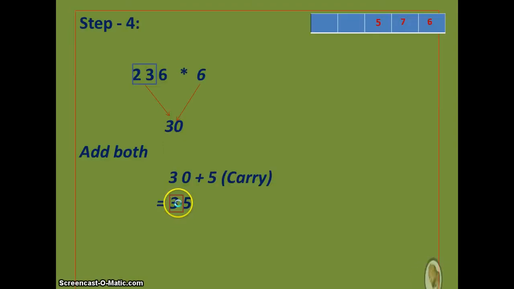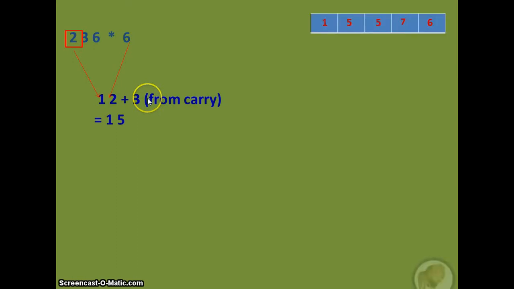Now again come to another step. What do we have to do now? We have to multiply this with 6, which is equal to 12, and adding the 3 of the previous step makes 15. Now the number is formed completely: 6, 7, 5, 5, 1.